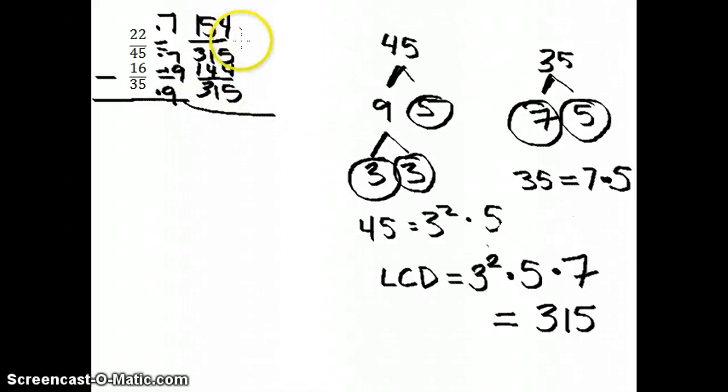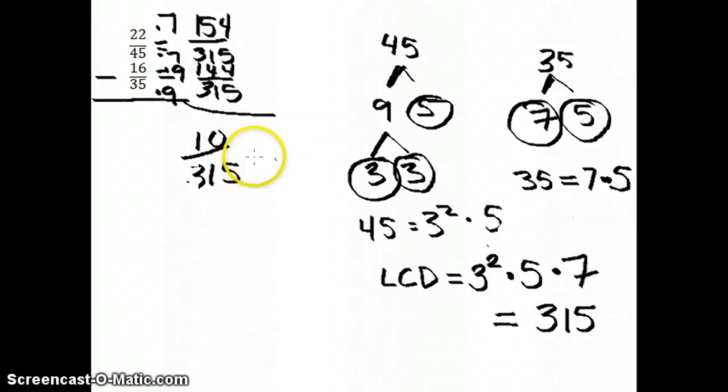So now we can do our subtraction. We have 154 over 315 minus 144 over 315. So we subtract numerators. 154 minus 144 is 10. The denominator 315 stays the same.